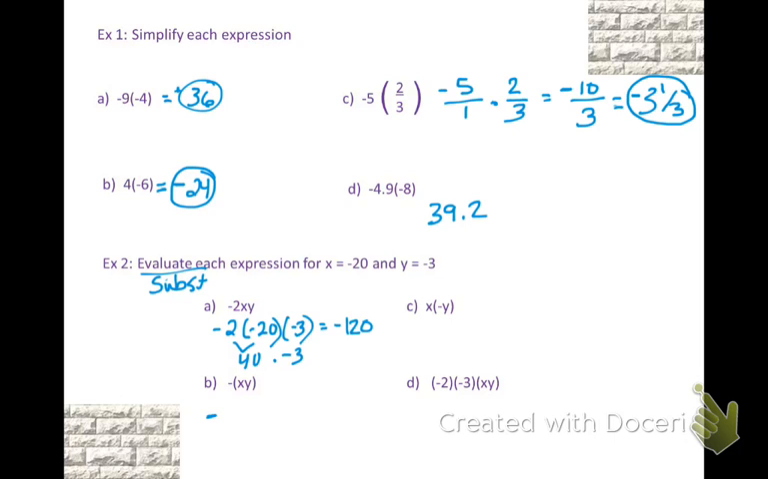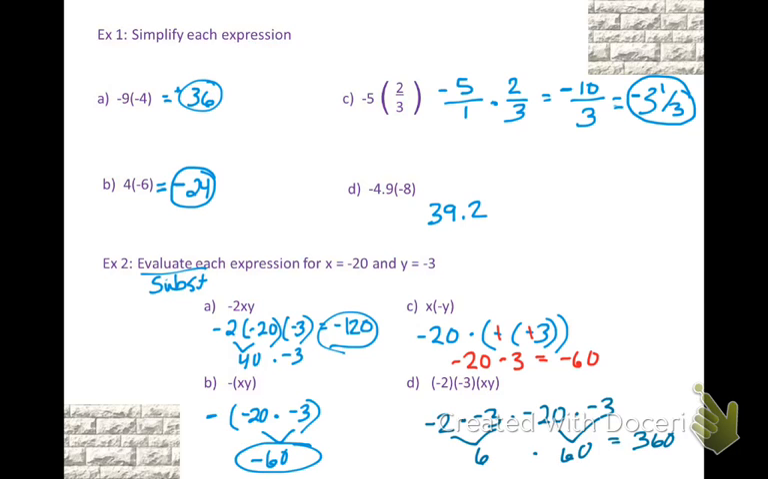B, I have a negative on the outside. X is -20 times y, which is -3. These two would make a +60, and then there's a negative on the outside. Why don't you try C and D? Put me on pause, see if it works. Come back when you're finished and see how you did.